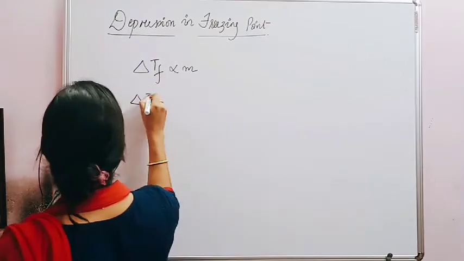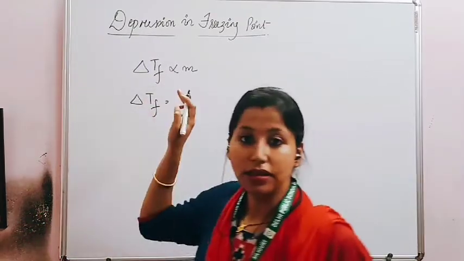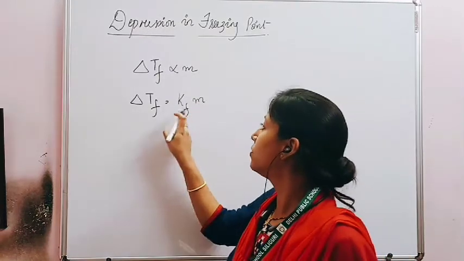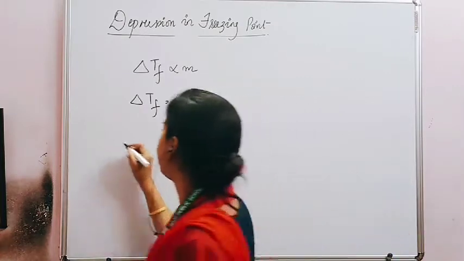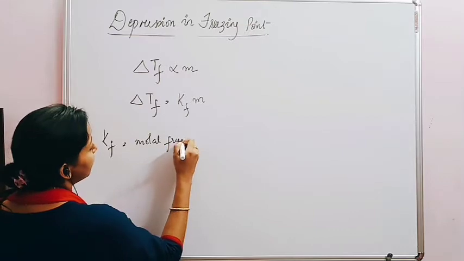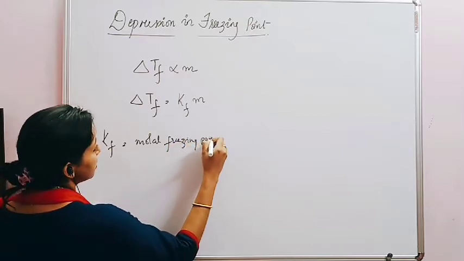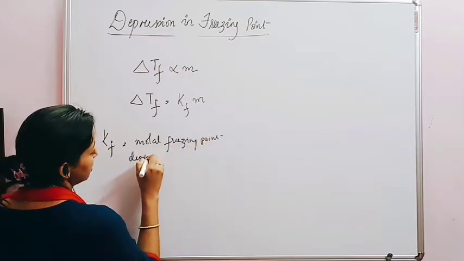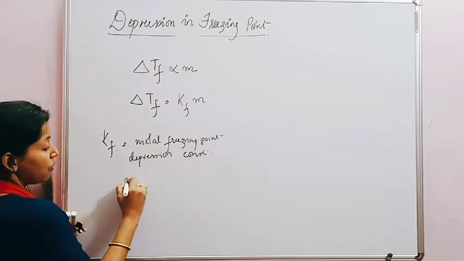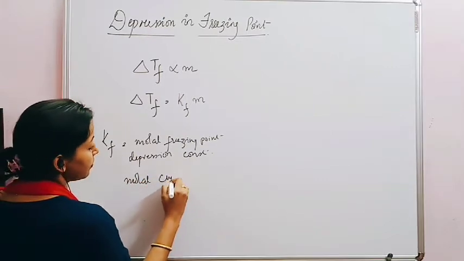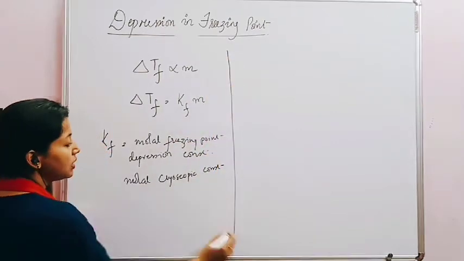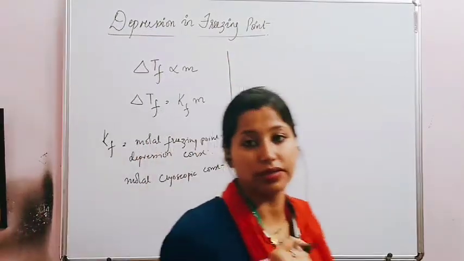Okay, so for delta Tf, we will replace this proportionality sign now with a constant Kf. So delta Tf = Kf m. What is Kf? Kf is the molar freezing point depression constant, or it is also known as the molar cryoscopic constant. Alright, molar cryoscopic constant.